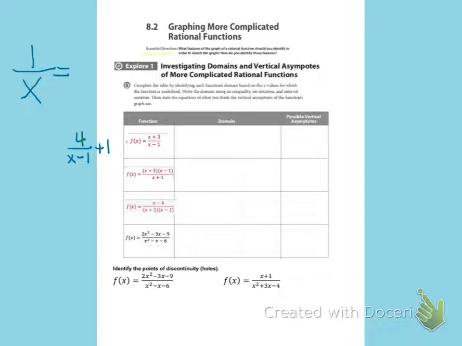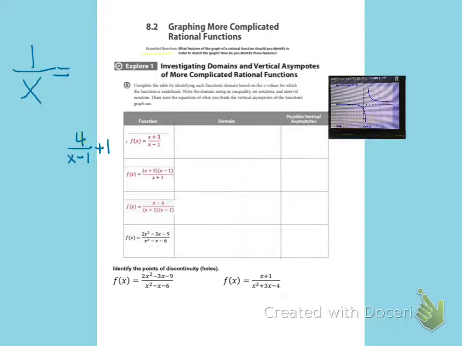From this form, I could see that it was a slide 1 unit to the right, 1 unit up, and a vertical stretch by a factor of 4. This is what the graph looks like on my graphing calculator, and it agrees with what I just found. I can see that there is a vertical asymptote where the denominator is 0, which is at 1.